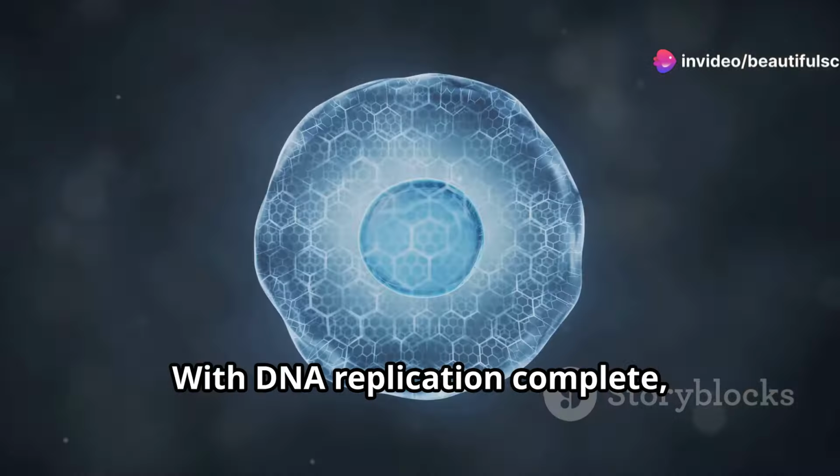Section 6. The grand finale: mitosis and the dance of chromosomes. Mitosis, the culmination of the cell cycle, is a visually stunning spectacle, a carefully choreographed dance of chromosomes that ensures the equal distribution of genetic material to two daughter cells. Mitosis unfolds in a series of distinct phases: prophase, metaphase, anaphase, and telophase.